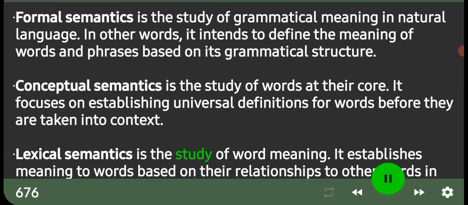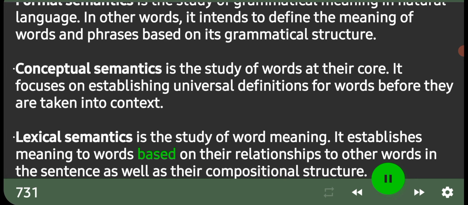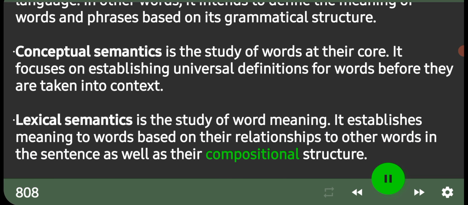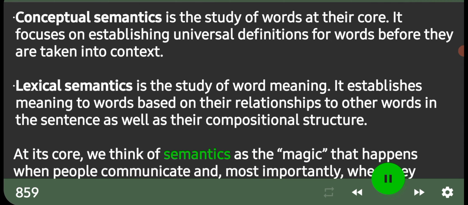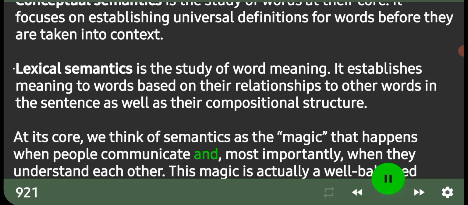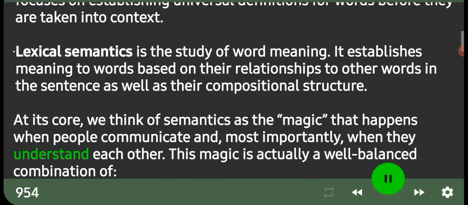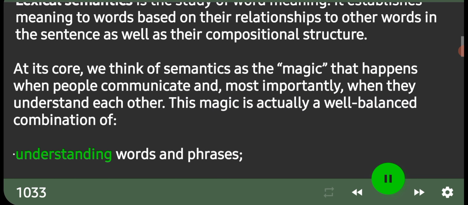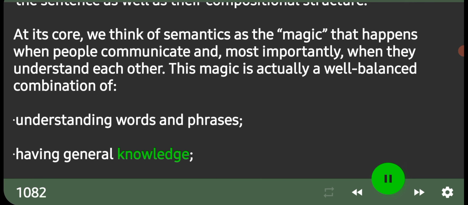Lexical semantics is the study of word meaning. It establishes meaning to words based on their relationships to other words in the sentence as well as their compositional structure. At its core, we think of semantics as the magic that happens when people communicate and, most importantly, when they understand each other.